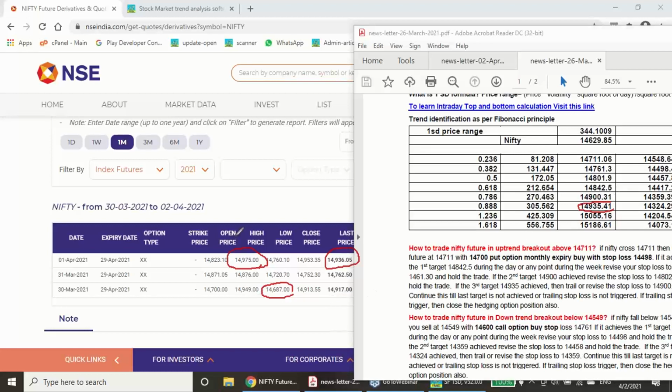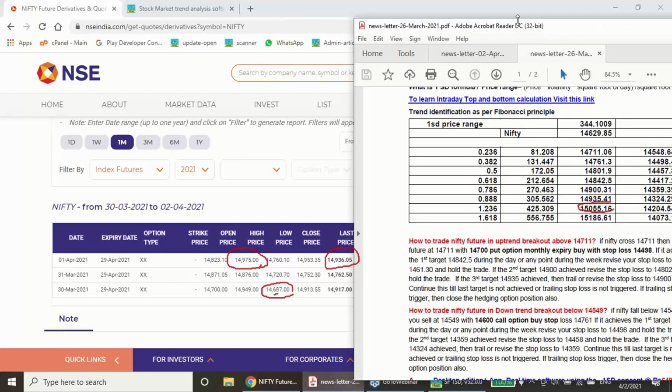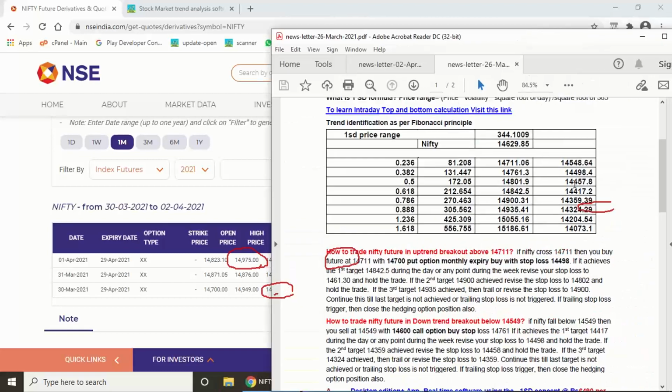So if you just look into the low part, 14,687 low it has created. It is not falling in any of our downtrend levels. So you can say that we have not got the chance of downtrend. Rather, there is an uptrend breakout. Downtrend breakout would have come below 14,549, which has not happened. So it has maintained well above that.